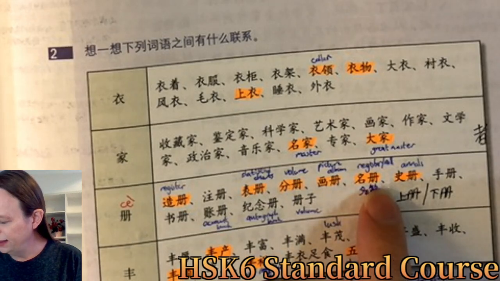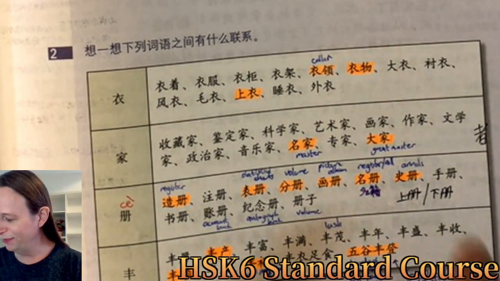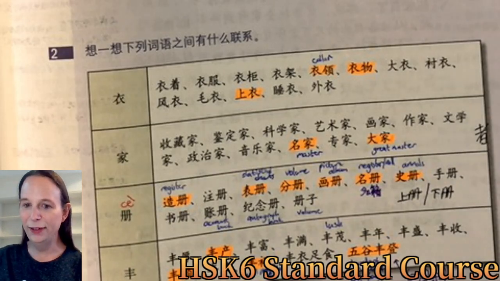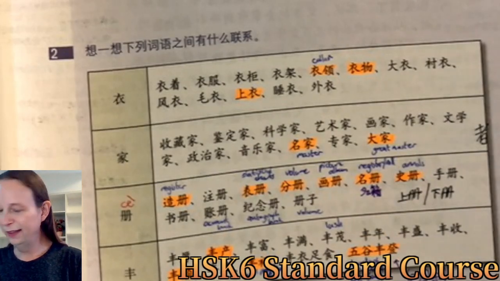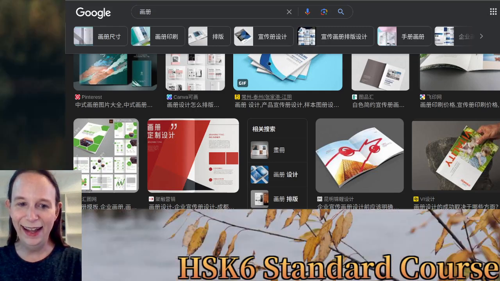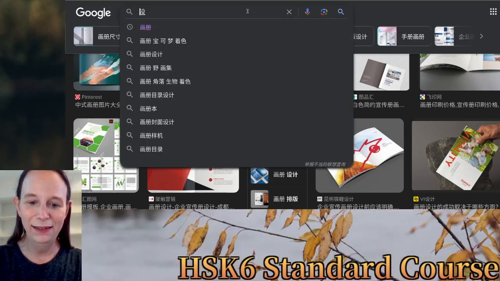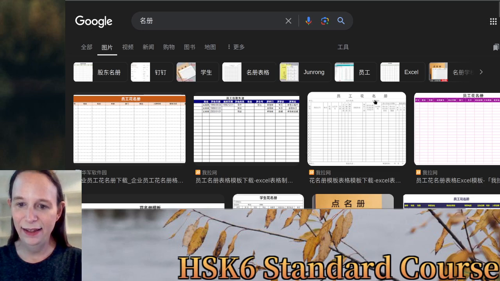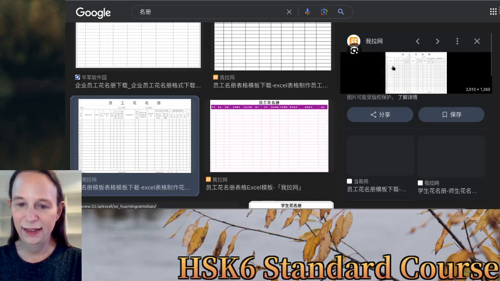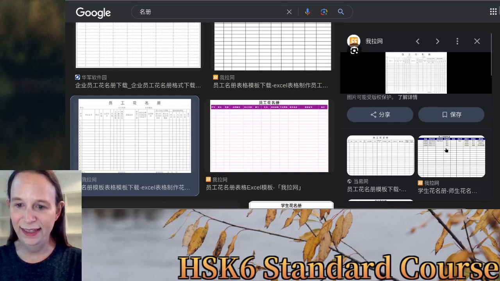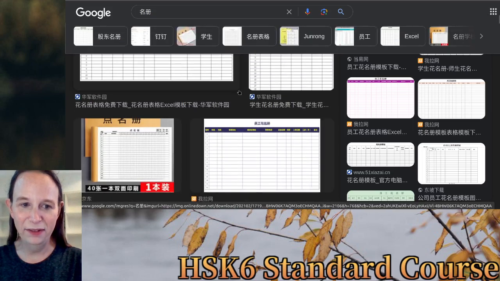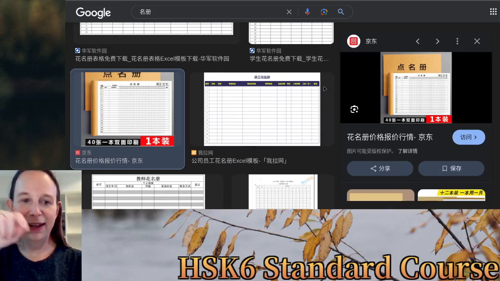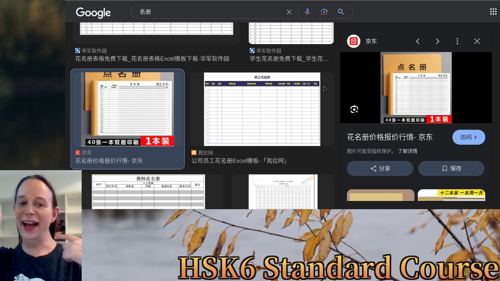名册. So this 名 pertains to your name, right? This is not famous, right? 名册. So this is where you sign your name. Let's Google it. Again, I really think these are low priority words. 名册. I mean, just by virtue of being a noun, it's kind of like that. This is a 名册. You put your name on it. It looks like a 点名册. Okay, so sometimes when you're in China, they ask you to sign in or something like that.